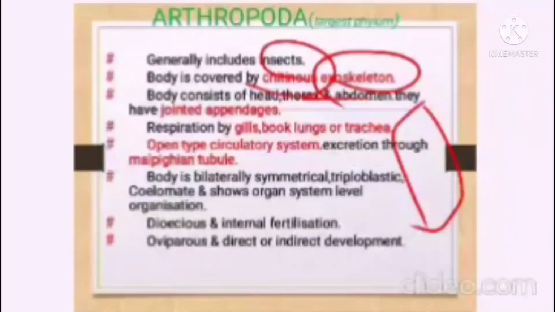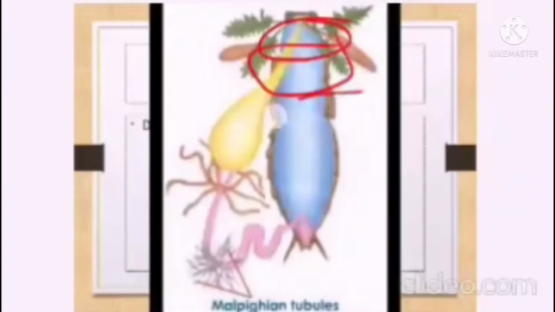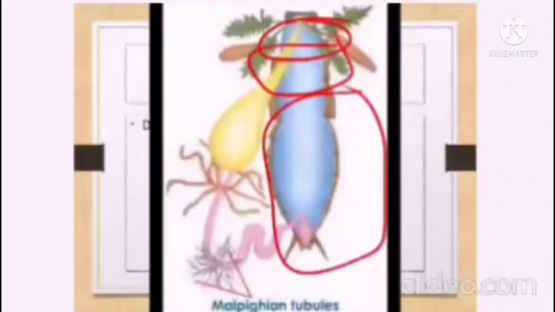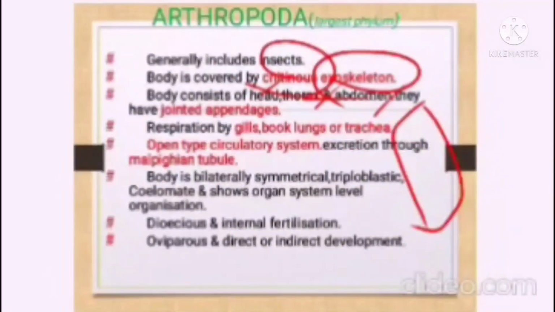And the body consists of head, thorax and abdomen. Head, thorax and abdomen. This is the cockroach, this part is the head, the thorax is this part, and this one is the abdomen. So the body is divided into head, thorax and abdomen, and they have many appendages. Appendages means what? Legs. Jointed legs are present. That is another characteristic.